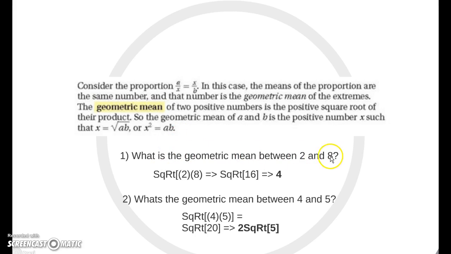What's the geometric mean between 2 and 8? 2 times 8 is 16. The square root of 16 is 4. Got a little lazy and just wrote square root. But 2 times 8 is 16. Square root that, you get 4.